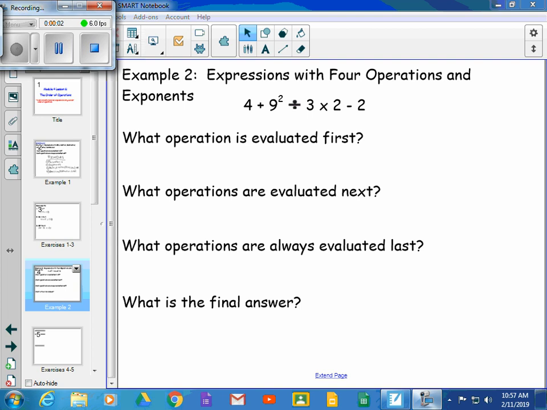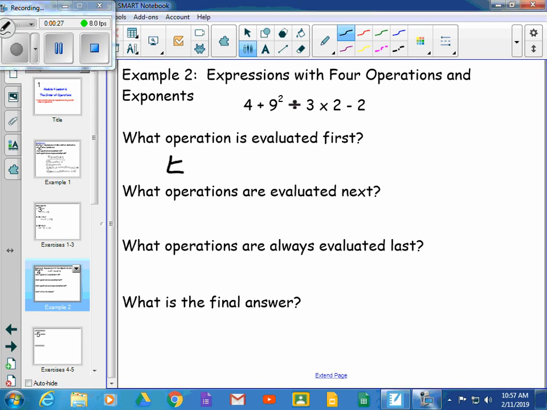Okay, now example 2, we're going to be solving problems that involve some exponents added in there. So if we look at the problem that we're given, 4 plus 9 squared divided by 3 times 2 minus 2, we have to first figure out what is evaluated first. If we use PEMDAS, we see that we don't have any parentheses, but we do have an exponent. So we're going to solve the exponents first.